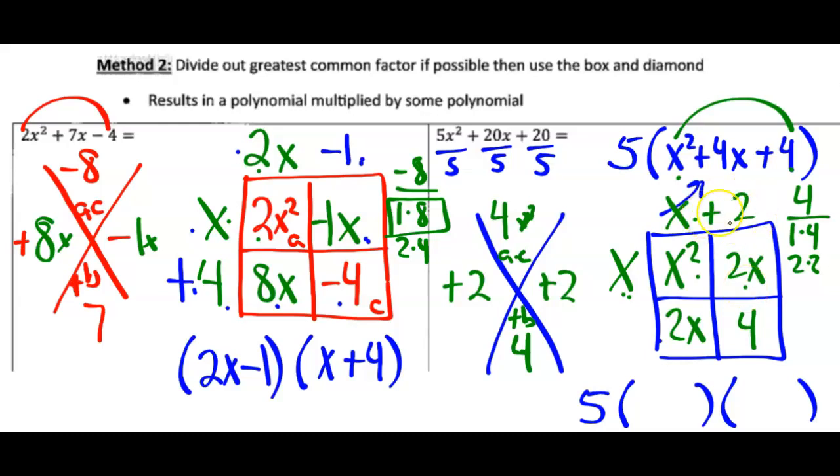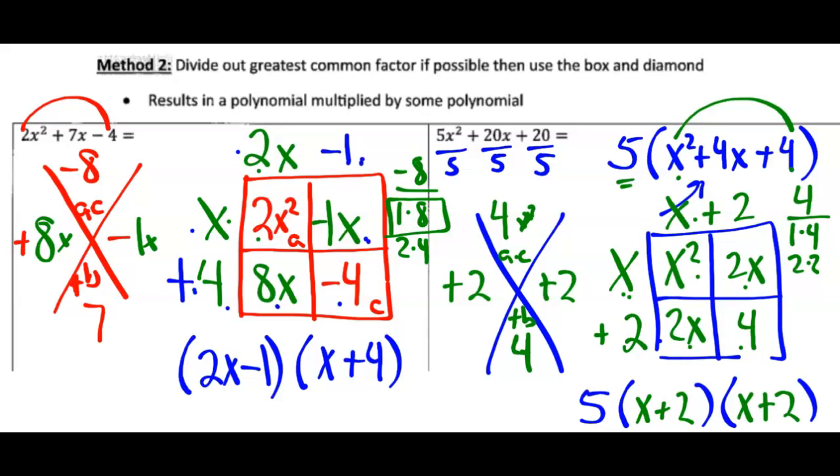Positive. What can I take out of the bottom here? 2x and 4. What can I divide that by? 2. And it's also going to be positive. So I get x plus 2 and x plus 2. That 5 comes along for the ride because we took it out originally. And that's my answer. Okay.